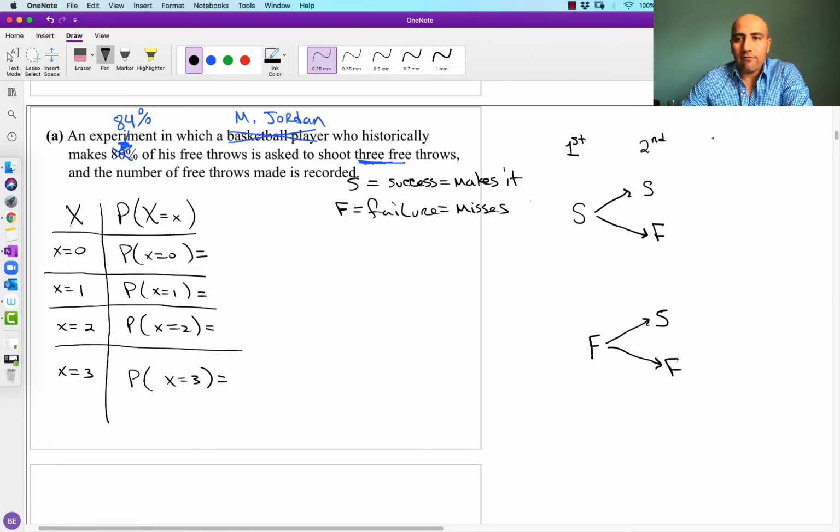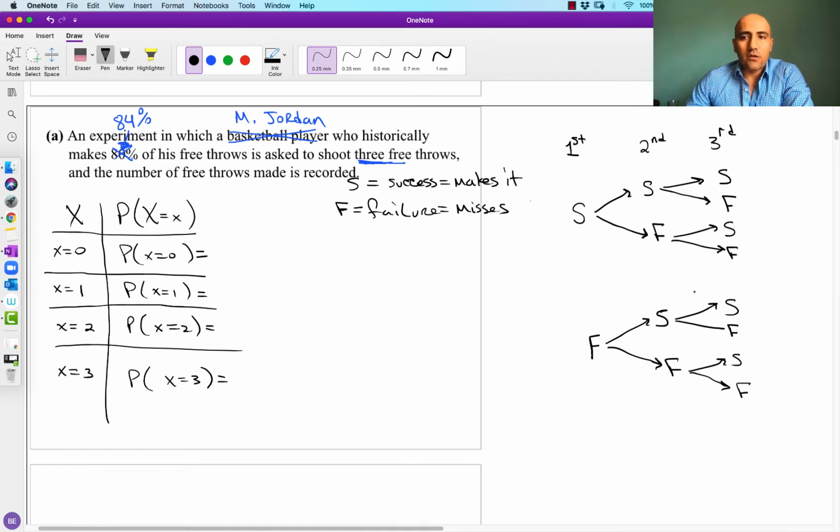Good. And then finally, we have our third attempt. And again, either he is successful, he makes it, or he fails to make it. And then again, he either makes it or he fails to make it. Okay, so following along this tree diagram, we see all possible outcomes that can occur when you attempt 3 free throws. So let's follow each one of these.